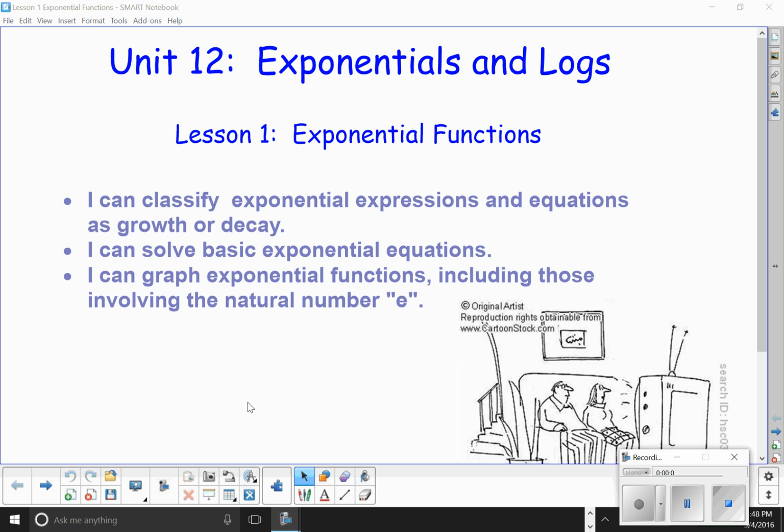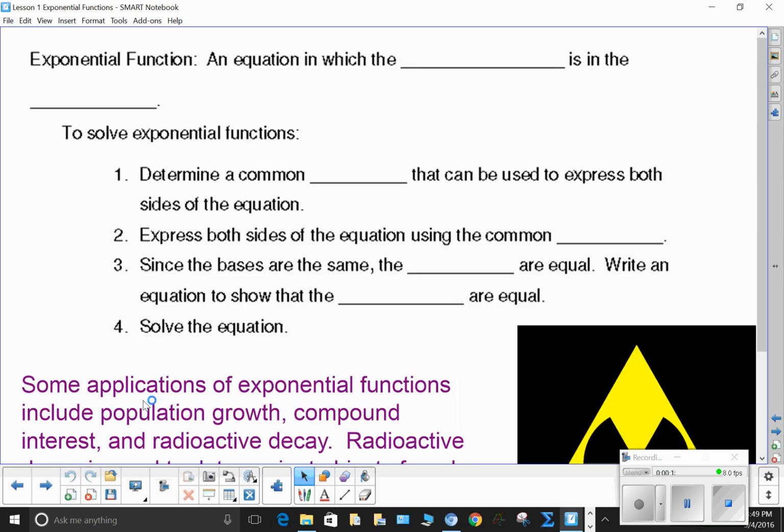Exponential functions. You'll be able to classify an exponential expression and equations as growth or decay, solve basic exponential equations, and graph exponential functions, including those involving the natural number e.